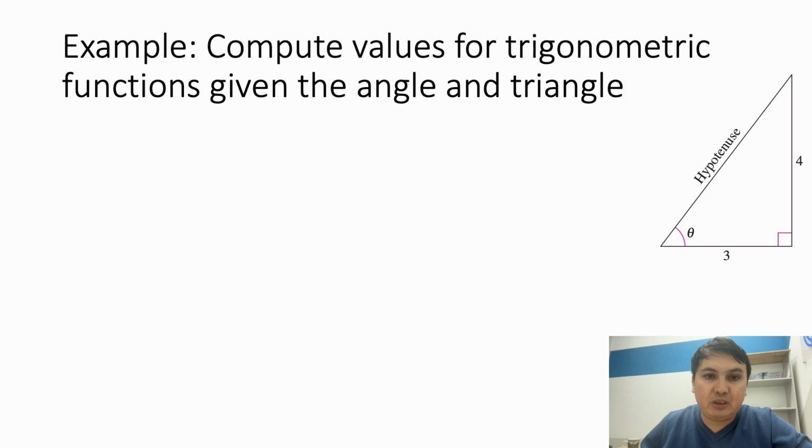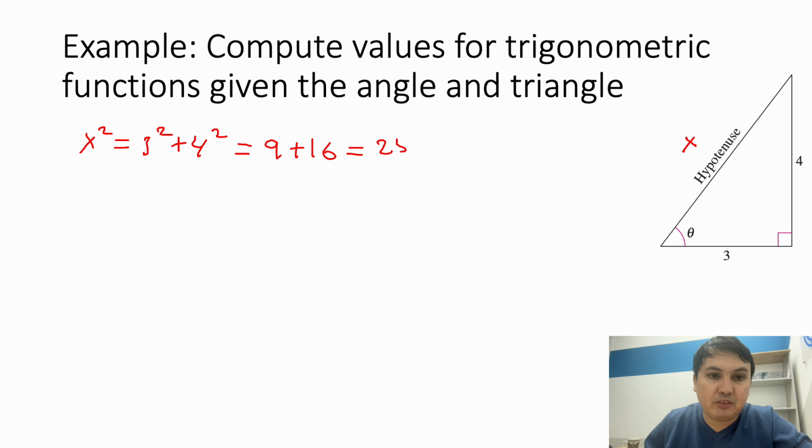An example, to compute values for trigonometric functions given the angle and the triangle. So here we have a theta. We don't know what theta exactly is, but we're given the opposite side 4, adjacent side 3, and we don't know the hypotenuse, but we know the Pythagorean theorem, so we can come up with the hypotenuse. Let's call it x. So x squared is equal to 3 squared plus 4 squared, which is 9 plus 16, which is 25. So x is plus or minus 5, but x is a side length. Length cannot be negative, so it must be 5.